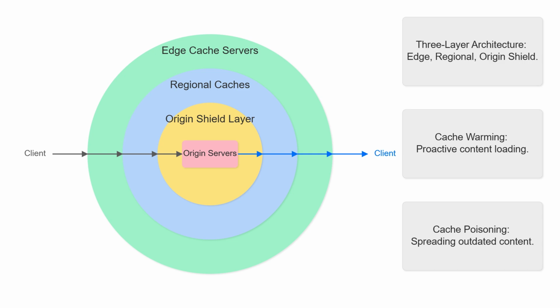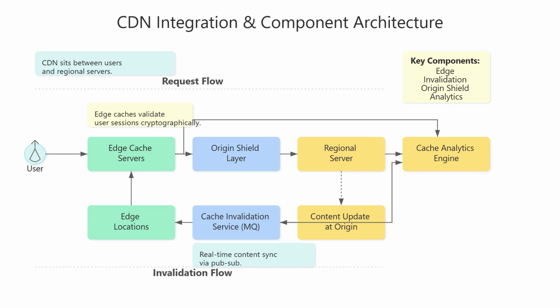This layered approach is also where we face the delicate balance between cache warming and cache poisoning. Cache warming is proactively loading popular content into caches, ensuring users get a fast experience when something goes viral. However, warming too aggressively or with outdated content leads to cache poisoning, where incorrect information spreads rapidly. It's a fine line to walk, ensuring both speed and accuracy.